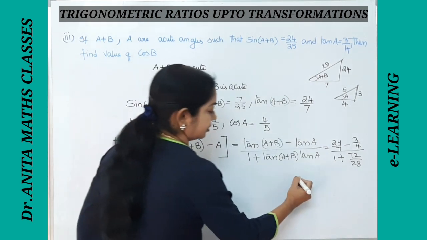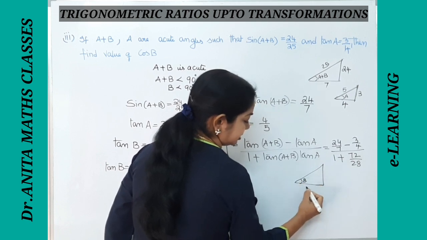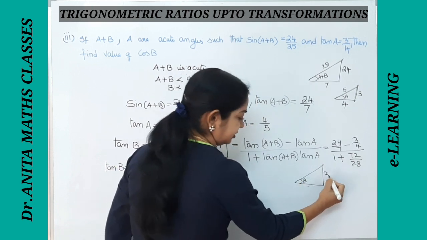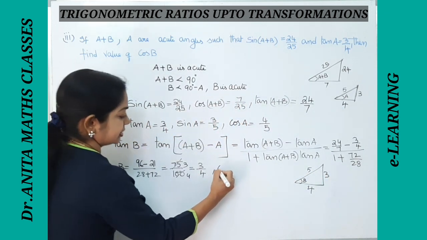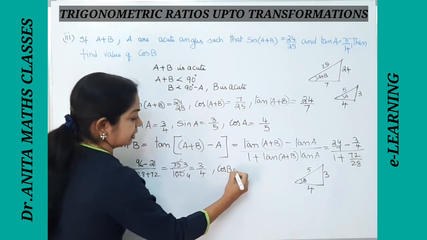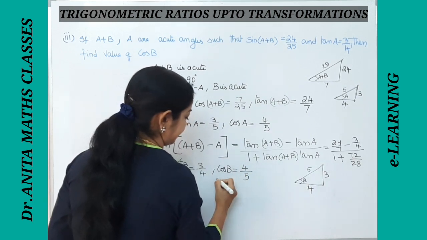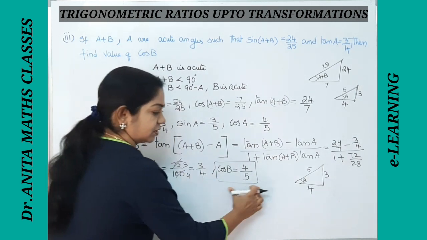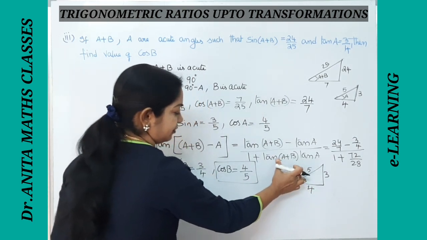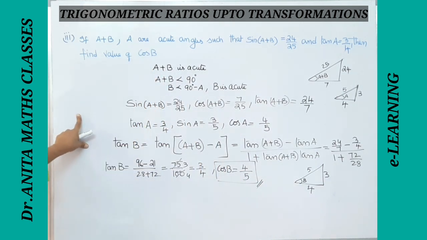From this we need to find the cos B value. Let me draw the diagram again. Let us take this as 3. Tan is 3 upon 4, so the hypotenuse is 5. From this we can clearly say cos B equals 4 by 5. So when we get the tan value, we get the cos value. The cos value is 4 by 5. So this is the final answer. We had to find the cos value. Pause the video and note it down.